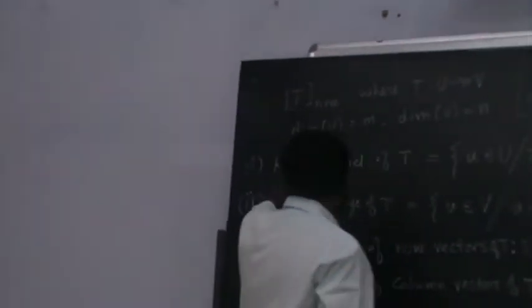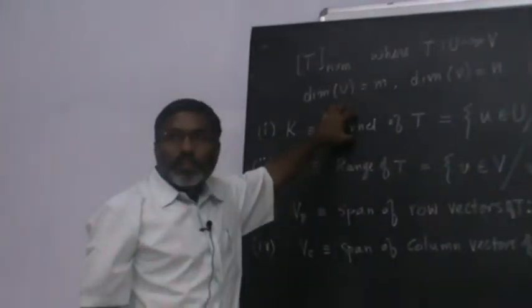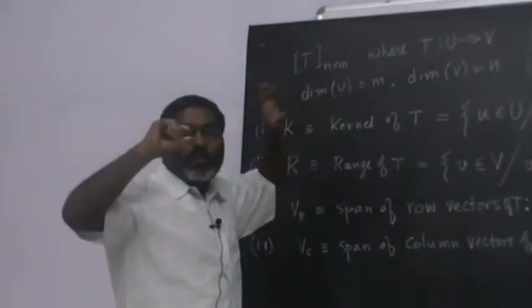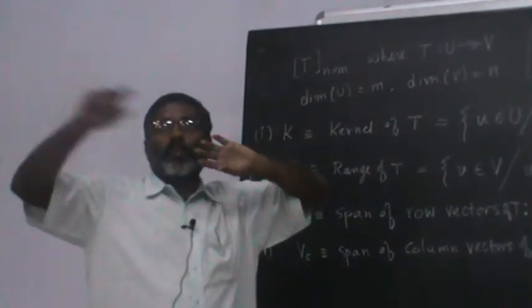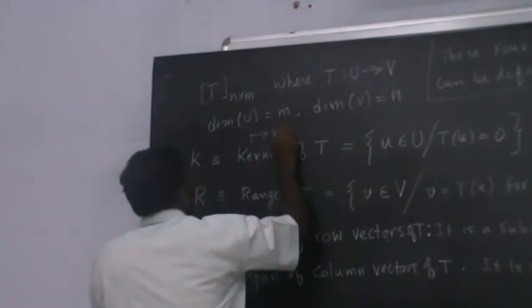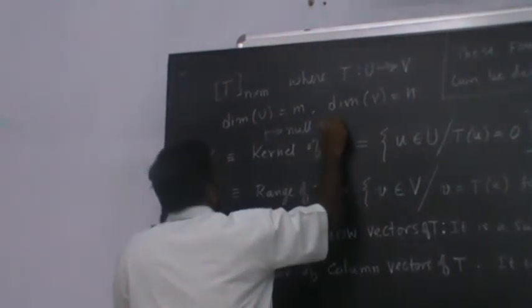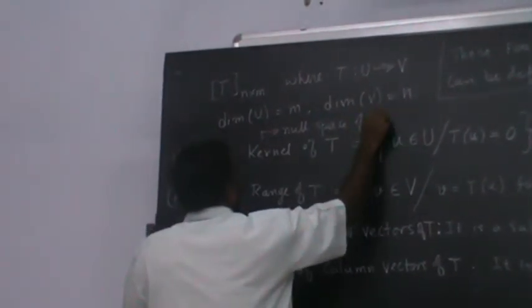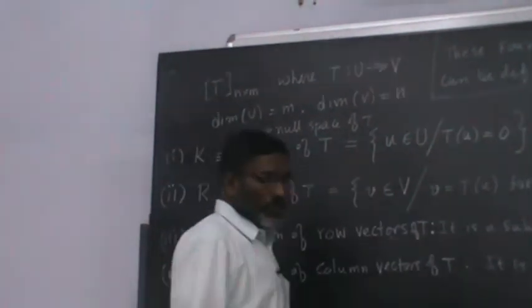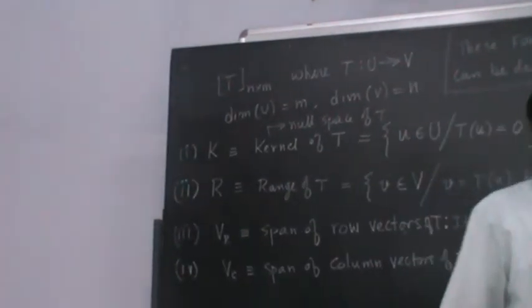This kernel is also called the null space of T. That means T takes all the vectors of this space to 0. Kernel is also called null space. Some textbooks use this word null space.